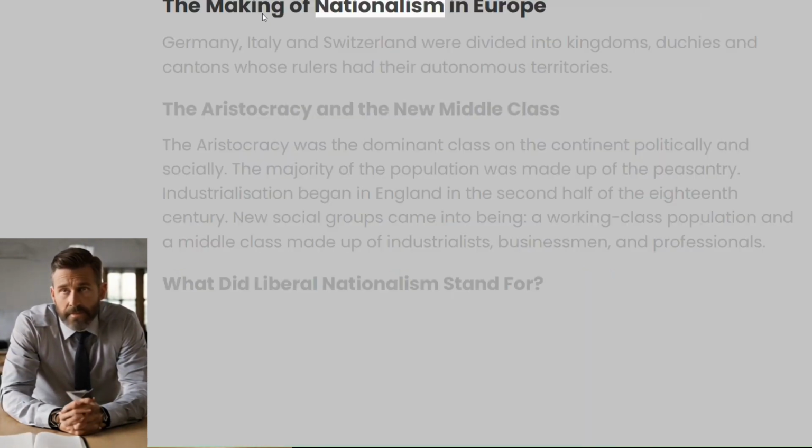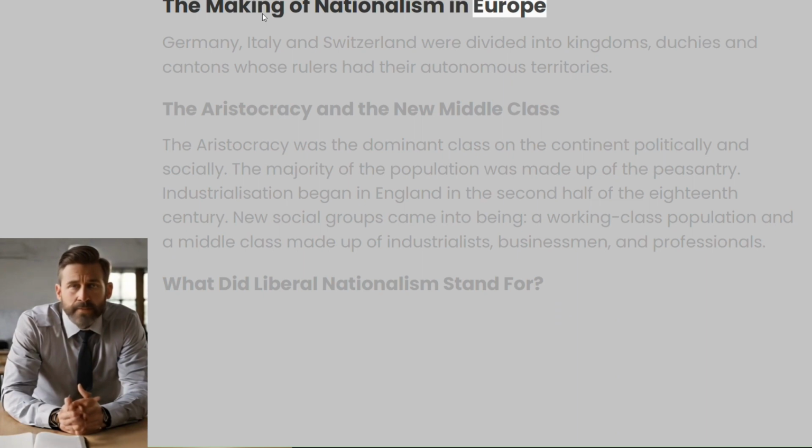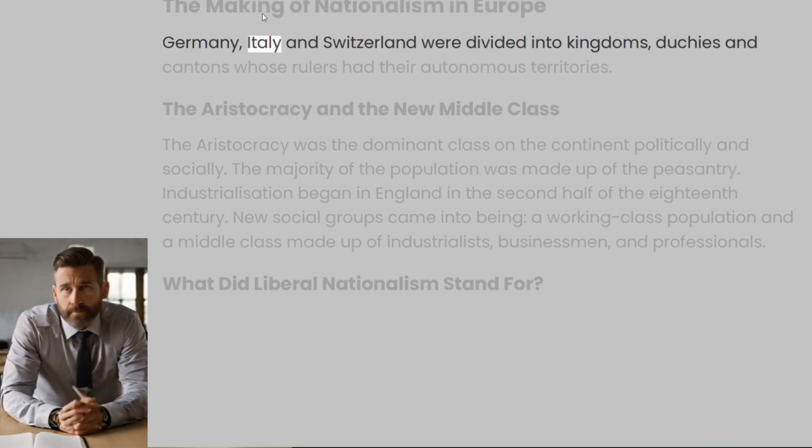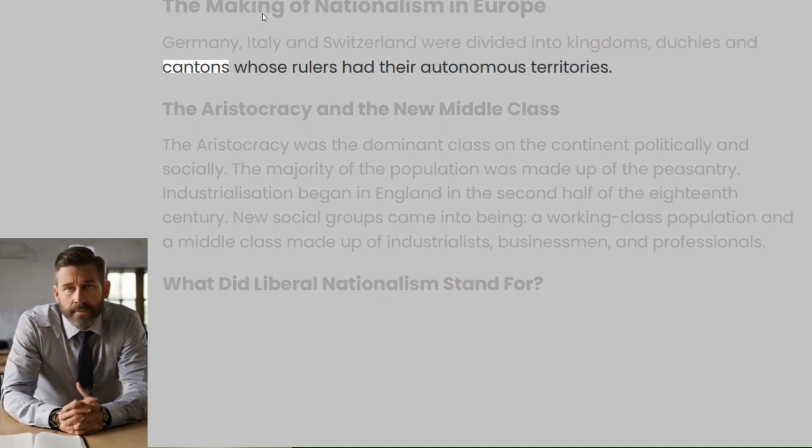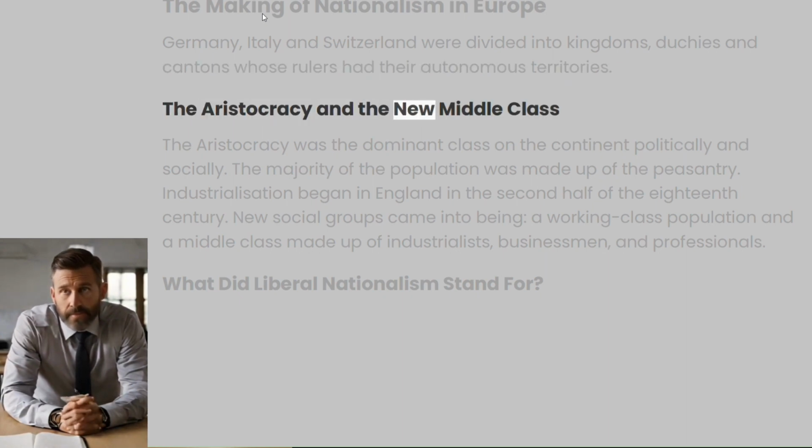The making of nationalism in Europe. Germany, Italy and Switzerland were divided into kingdoms, duchies and cantons whose rulers had their autonomous territories. The aristocracy and the new middle class.